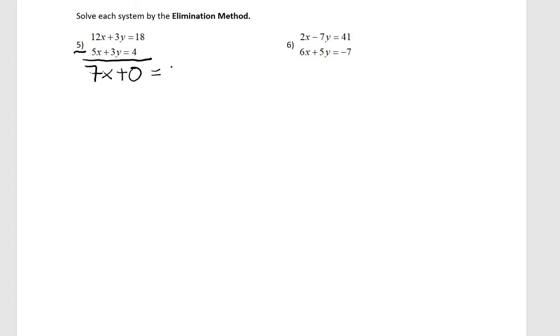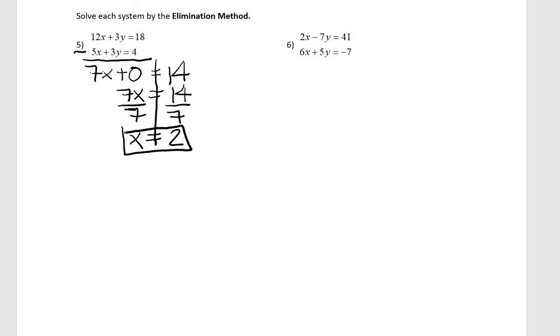And 18 minus 4 is 14. The great thing about this is now I have one equation and it just has x in it. There's no more y's. So now this is possible to solve. So 7x plus 0 is the same as just 7x equals 14. And to solve this, I would divide both sides by 7. And I get x equals 2. And so that is my value for x.